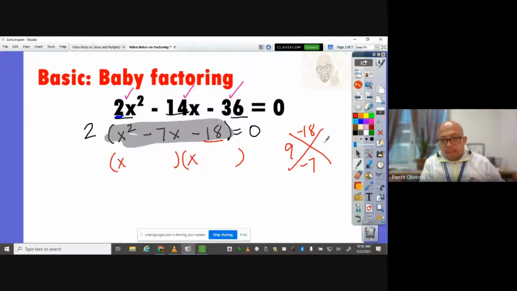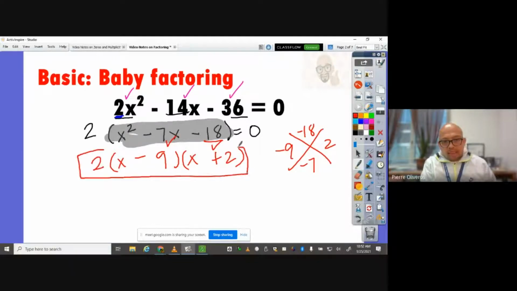If you say 9 and 2, you're wrong. But if you say negative 9 and positive 2, you're right. Because this will be minus 9, this will be plus 2 there. Negative 9 times 2 is negative 18, check. Negative 9 plus 2 is negative 7, check. Drop the 2 there, and those are the factors of the given.